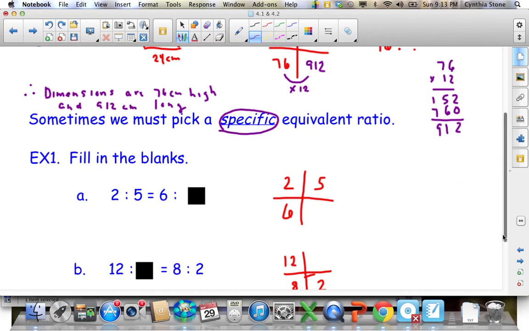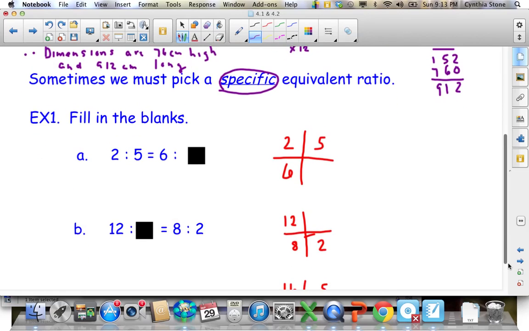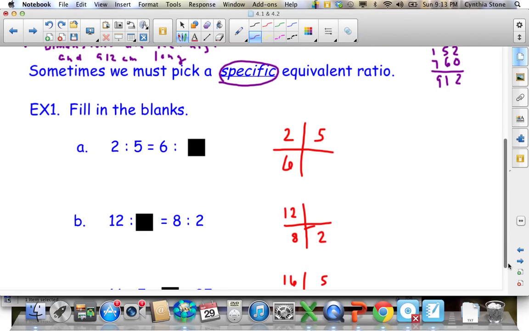Okay, so you see I've already set up the little T boxes here. So this is saying, just to be clear so you can read this question, 2 to 5 is one ratio. An equivalent ratio to that, equals means equivalent, would be 6 to what? And maybe you might think this one's easy, but let's just learn the strategy.